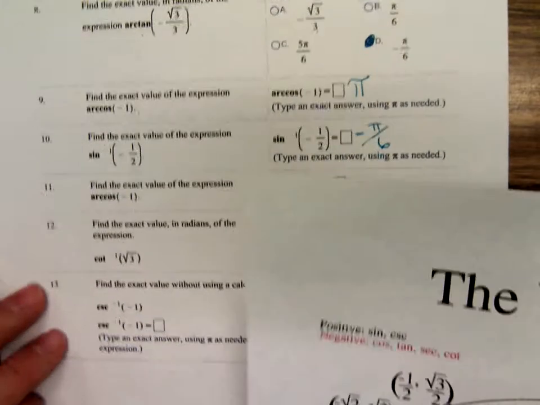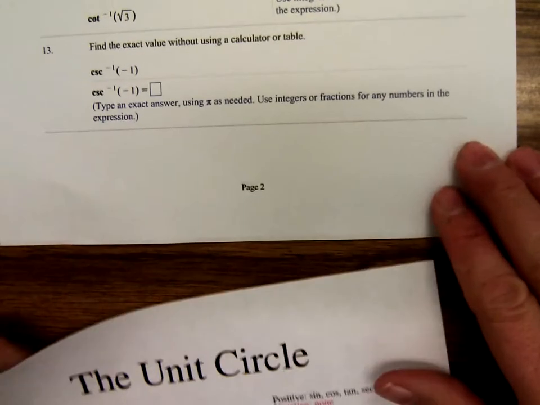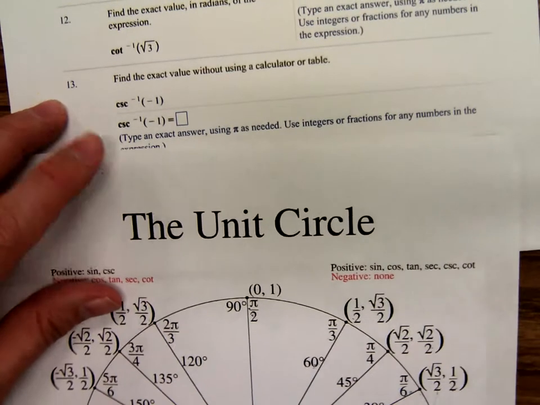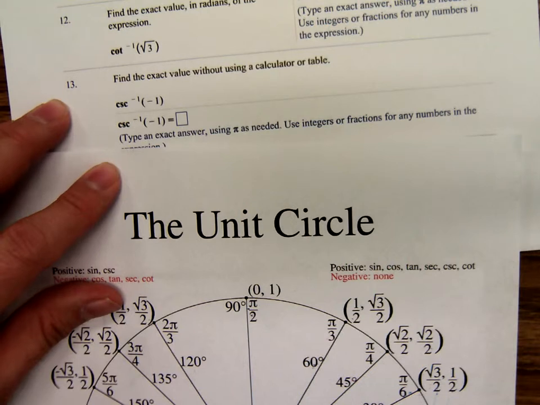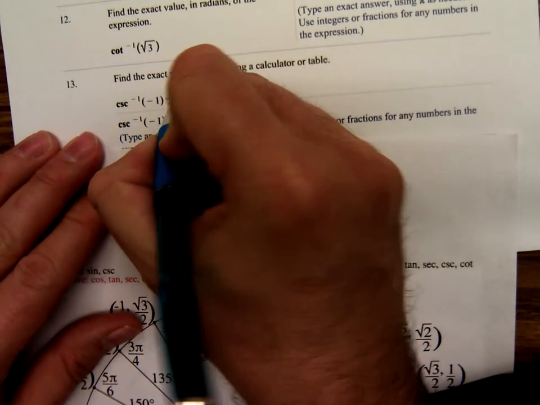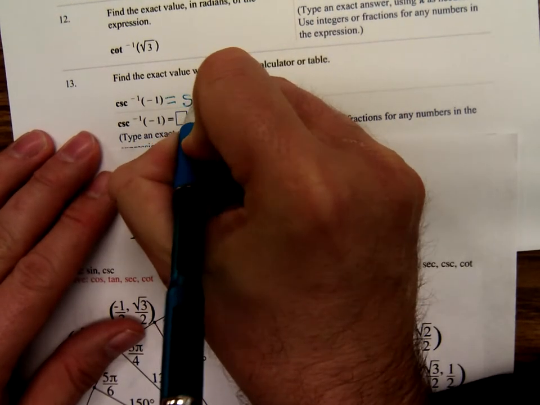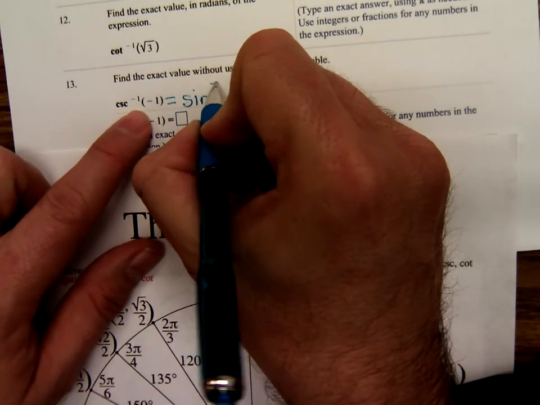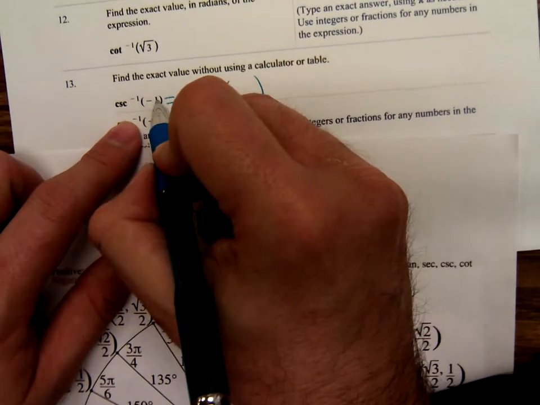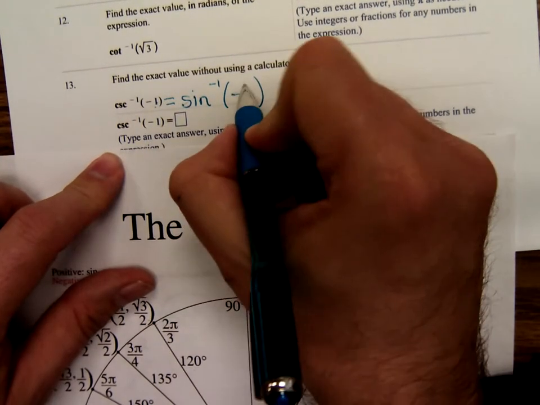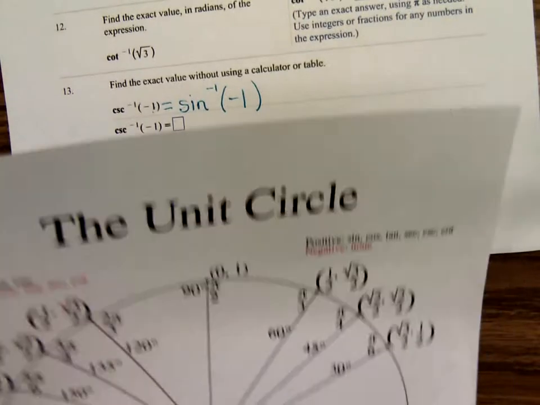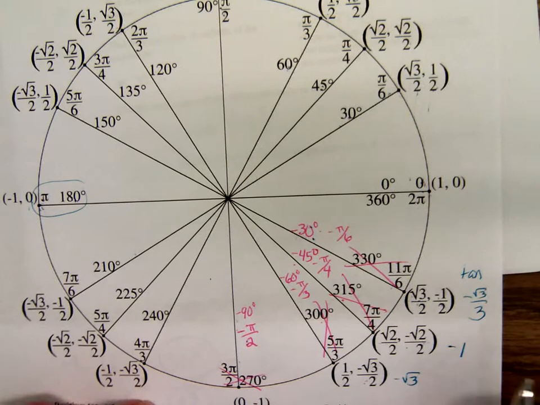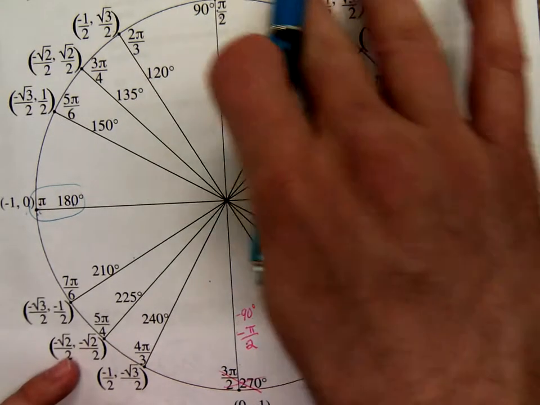Number 13 is a good one, because it has inverse cosecant. You remember how I said we were going to do inverse secant and inverse cosecant? You write it as the reciprocal function. The reciprocal of cosecant is sine. And what's the reciprocal of negative 1? Negative 1. So we're looking at inverse sine, so that's negative pi over 2 to pi over 2.